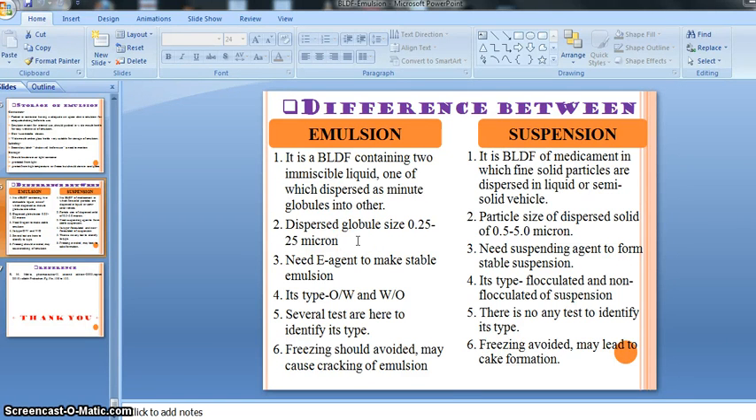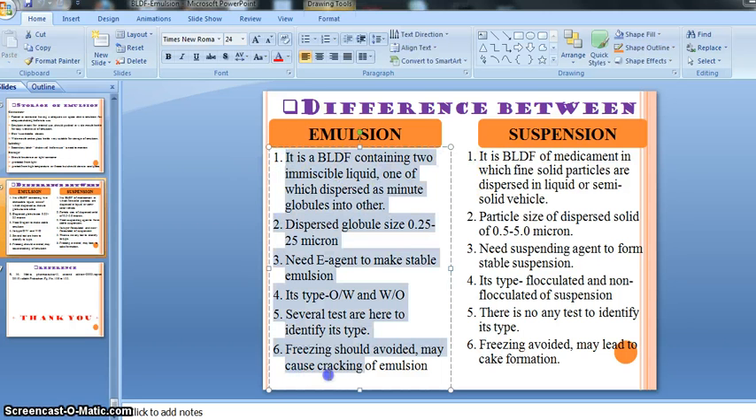So by this way we can discriminate or differentiate between these two kinds of preparation, right? I have one trick to give you to remember these points. First of all, the first point is based on the definition of emulsion, so you should remember the definition.